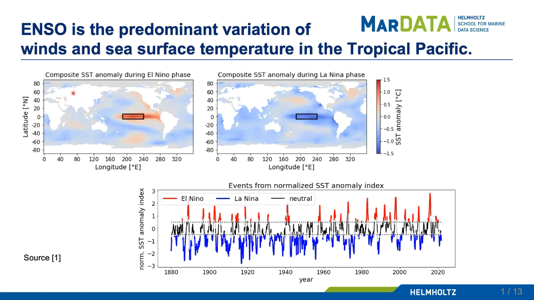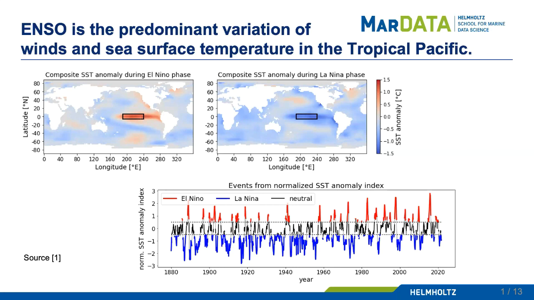So here's the average sea surface temperature anomaly during El Niño on the left-hand side, and on the right-hand side, we have La Niña conditions. The black rectangle highlights the so-called Niño 3.4 region. This region is typically used to derive a climate index that monitors ENSO activity, and I will use this index as a continuous target.